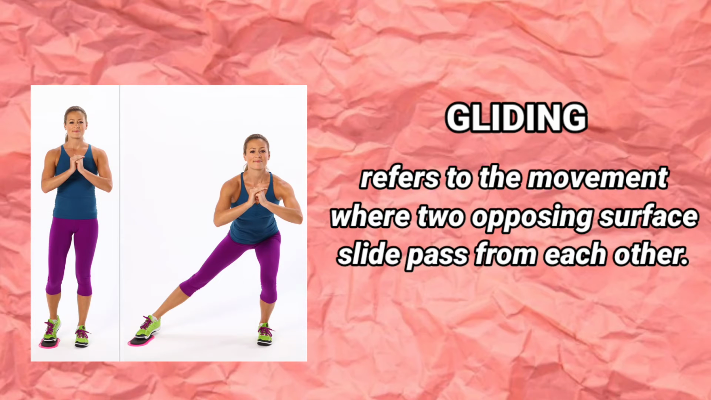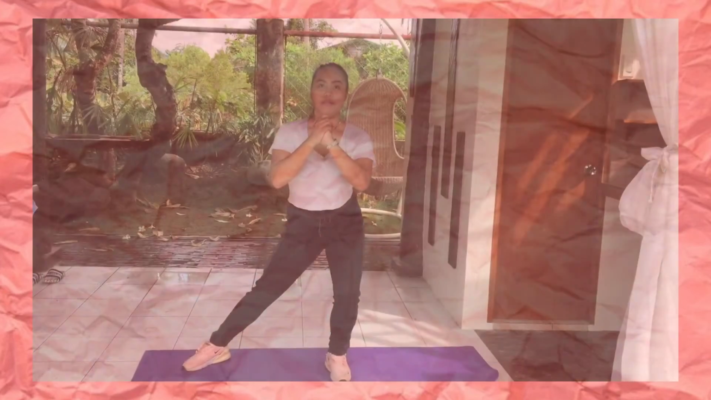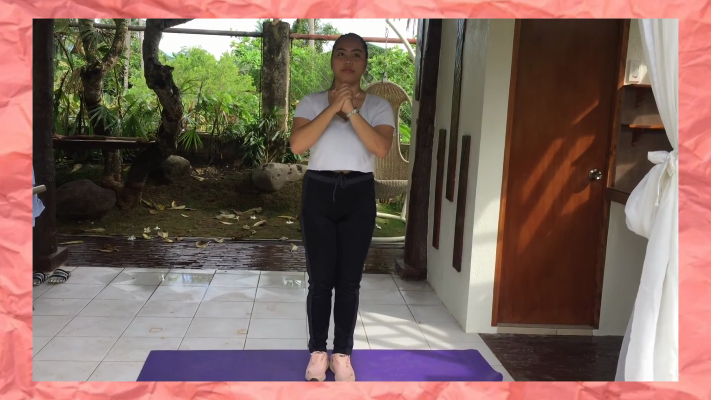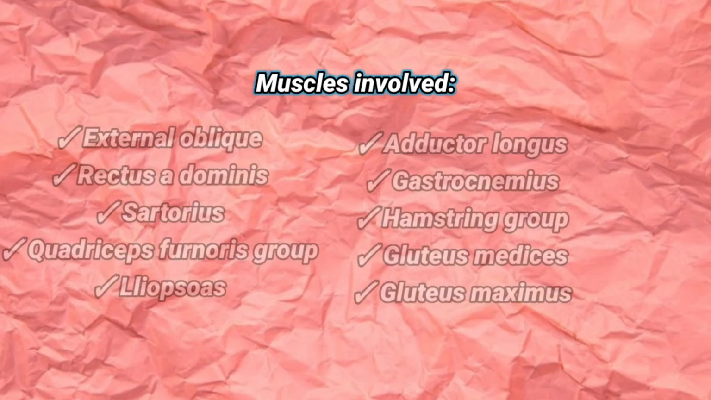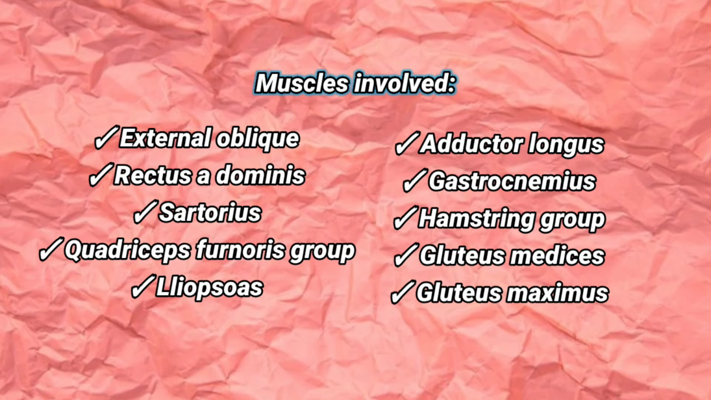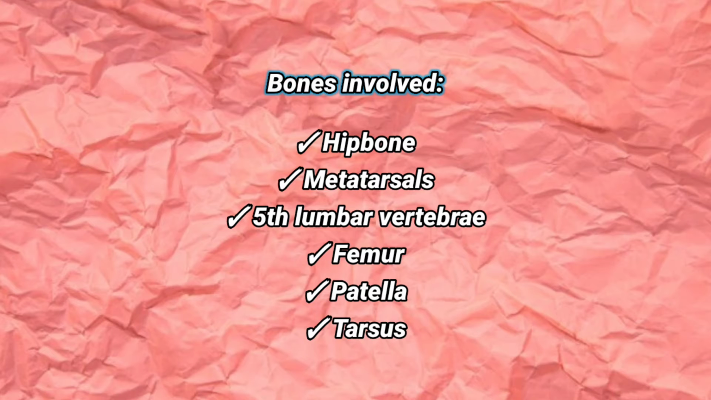The eighth movement is gliding. It refers to the movement where two opposing surfaces slide past each other. Muscles involved are... The ninth movement is opposition.